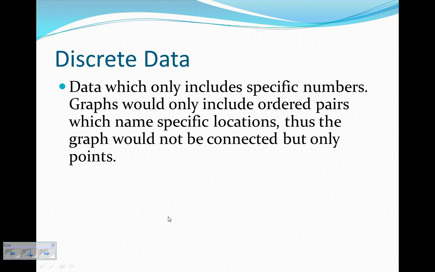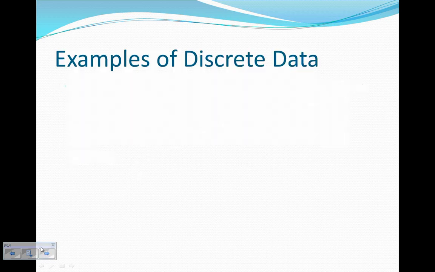This is data which only includes specific numbers, graphs that would only include ordered pairs, which are specific locations. Thus, the graphs would not be connected, but only points. So basically, dots, discrete. Another way to remember. Examples of discrete data, CDs. Look, I am not going to say, hey, go to Walmart and buy me 1.5 CDs. Really? What are you going to do, cut it in half?